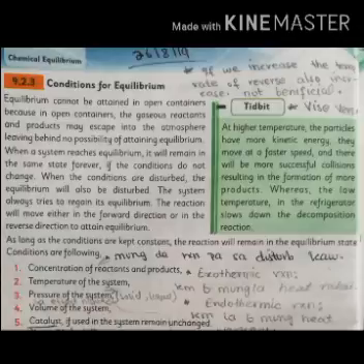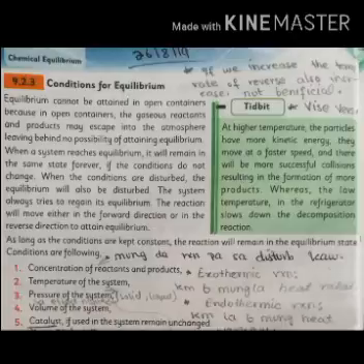So when a system reaches equilibrium, it will remain in the same state forever if the conditions do not change. My dears, when the conditions are disturbed, the equilibrium will also be disturbed. The system always tries to retain its equilibrium. The reaction will move either in the forward direction or in the reverse direction to attain the state of equilibrium. As long as the conditions are kept constant, the reaction will remain in the equilibrium state. So the conditions are the following.